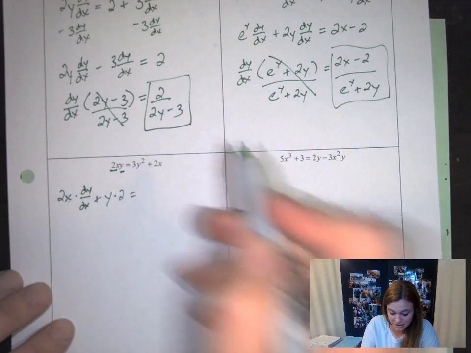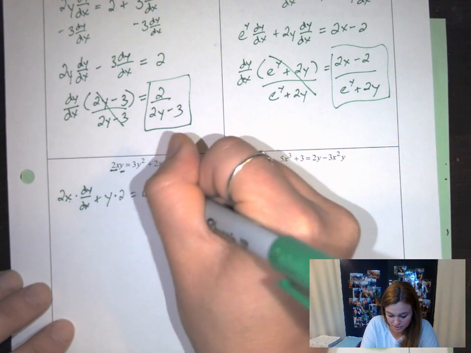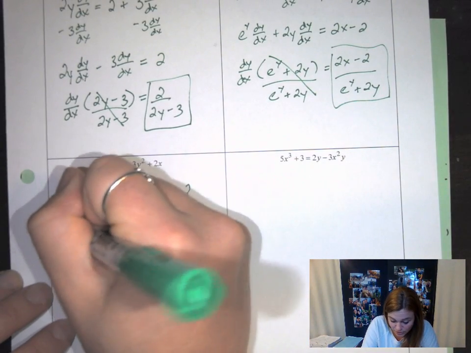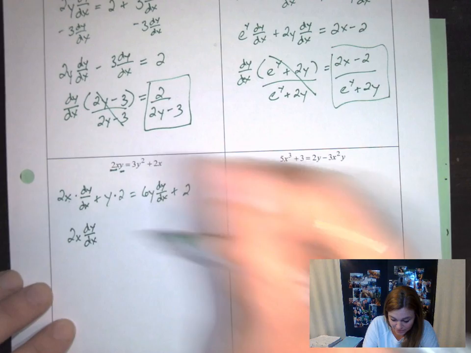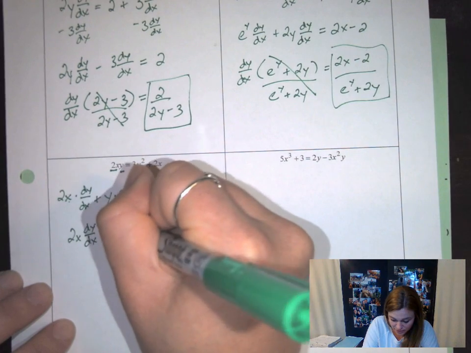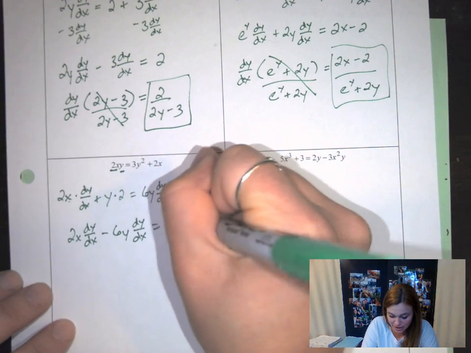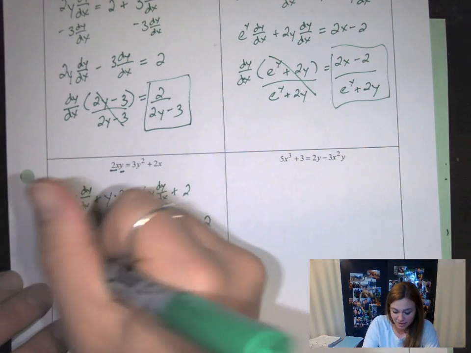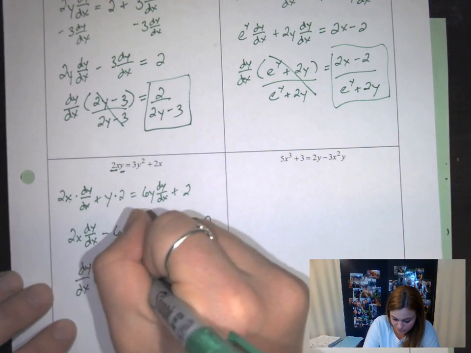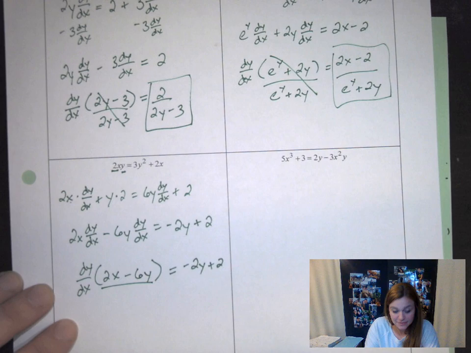Then I go to the other side. 3y squared would be 6y dy dx plus 2. Get dy dx's on the same side. So I've got 2x dy dx, I'm going to subtract 6y dy dx. This was a positive 2y, so to take it over to the other side, I'm going to have negative 2y. Keep the 2 on the same side. Factor out a dy dx. Divide.